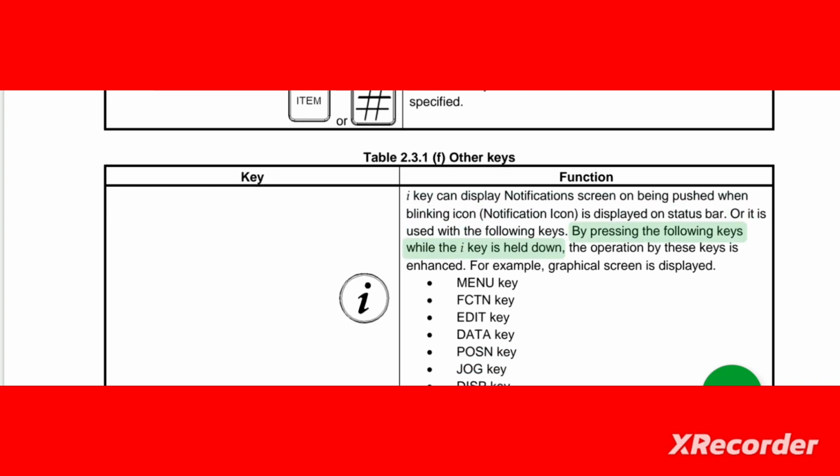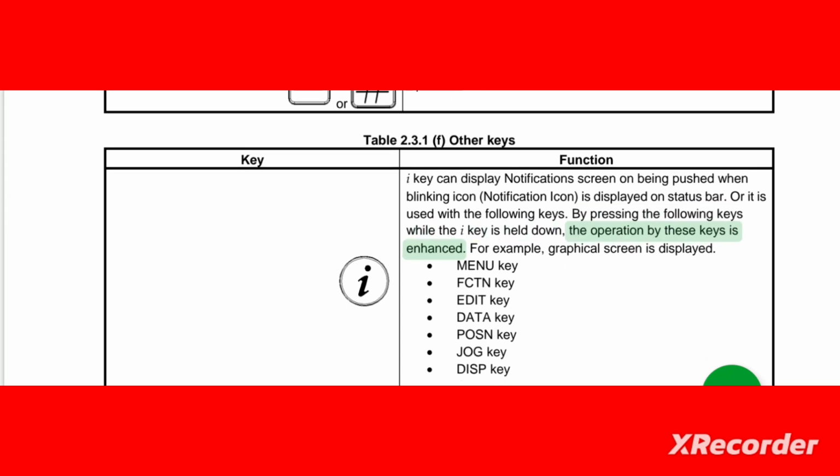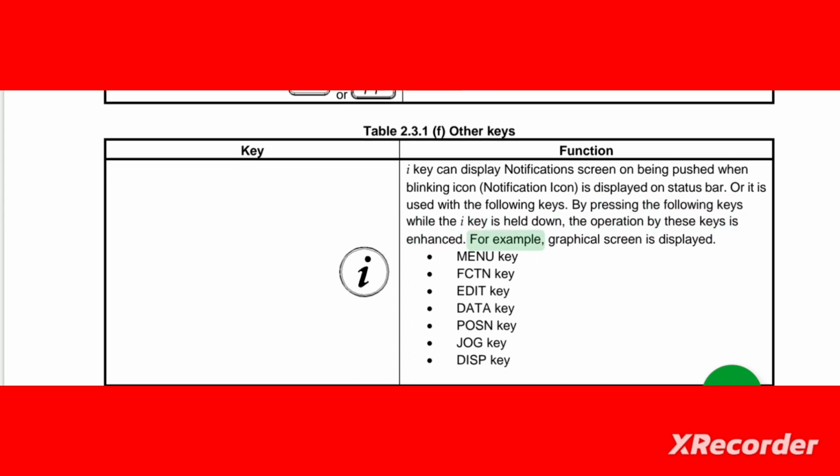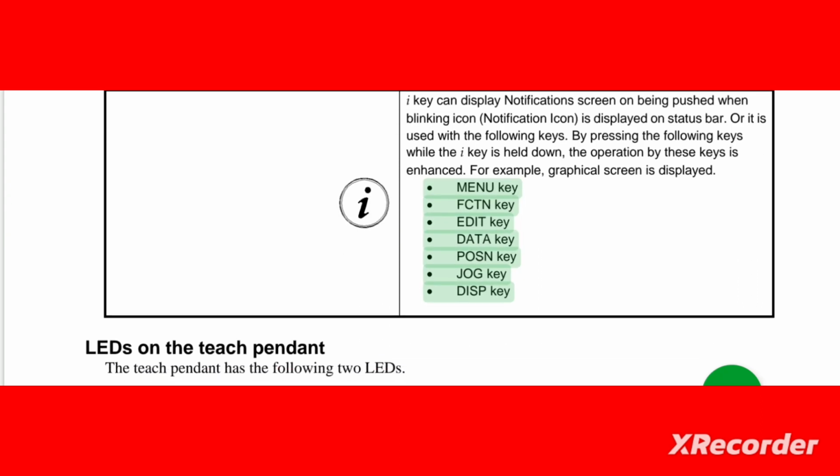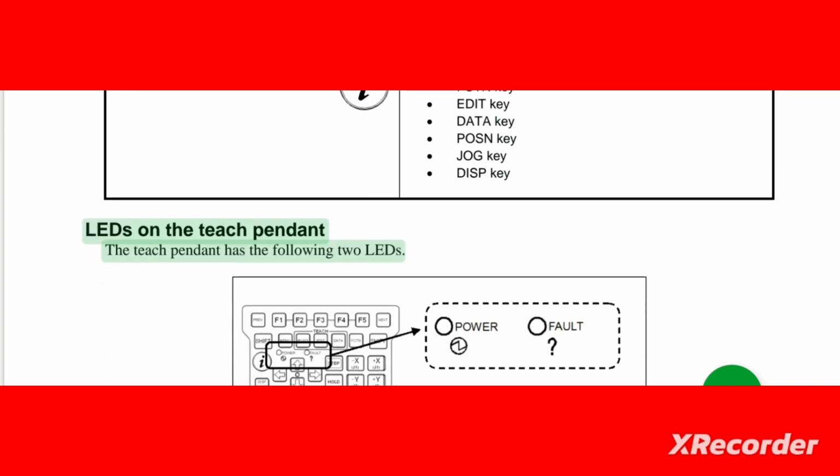By pressing the following keys while the shift key is held down, the operation by these keys is enhanced. For example, a graphical screen is displayed. Menu key, FCTN key, edit key, data key, pose key, jog key, disp key. LEDs on the teach pendant.